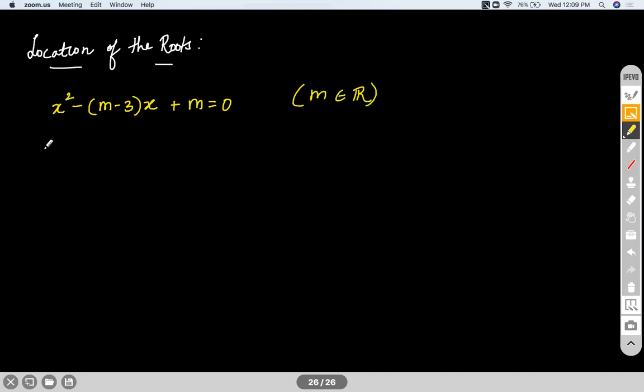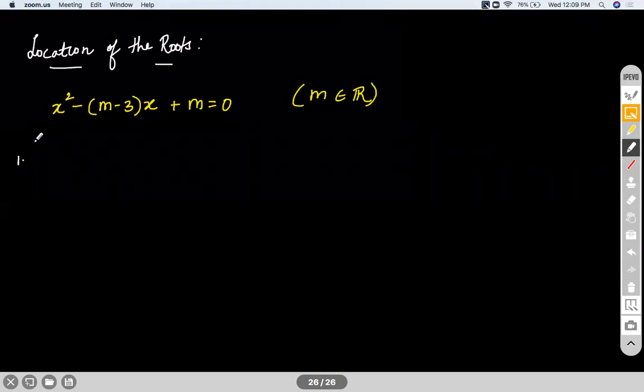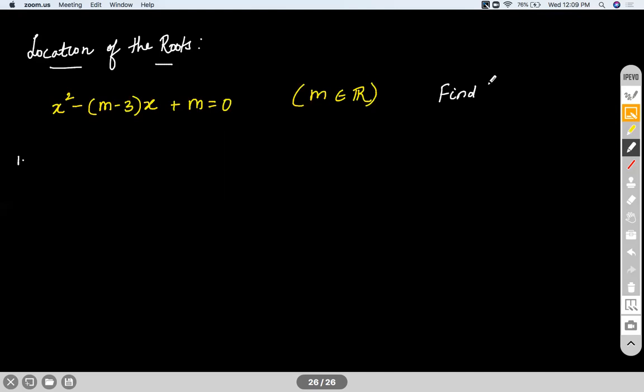So let's say we have a quadratic with us, x square minus m minus 3x plus m equal to 0. M is some real number. My question to you is, first, find the values of M such that this quadratic equation has got real and distinct roots.